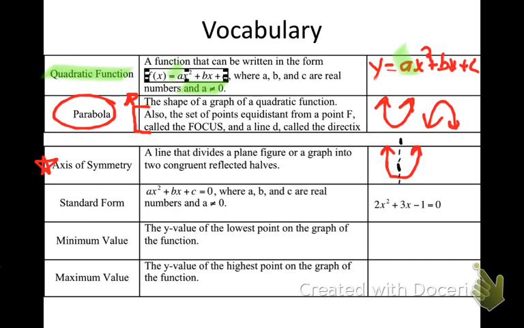Standard form, we just talked about this last chapter again, but standard form is descending order. So x squared, and then x, then constant. Your constant's always last. Your highest exponent's always first.